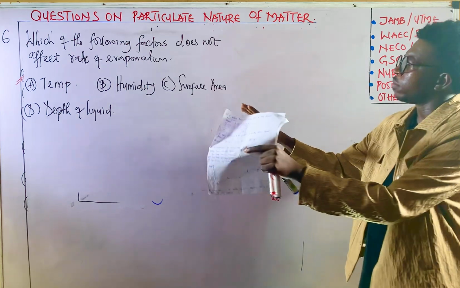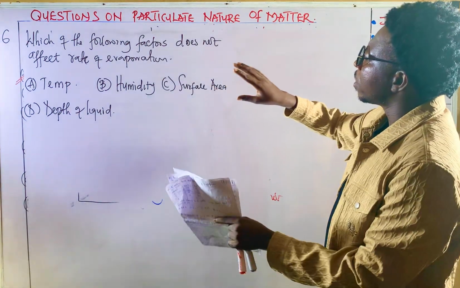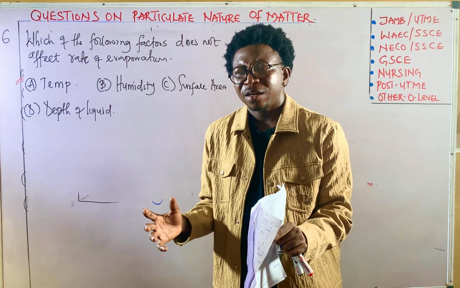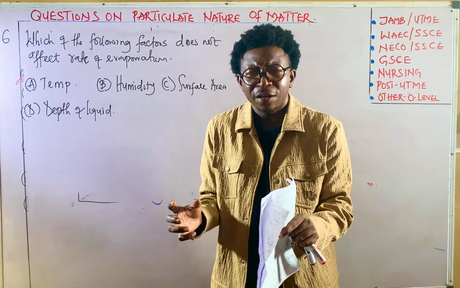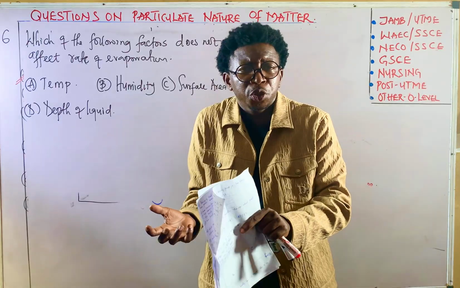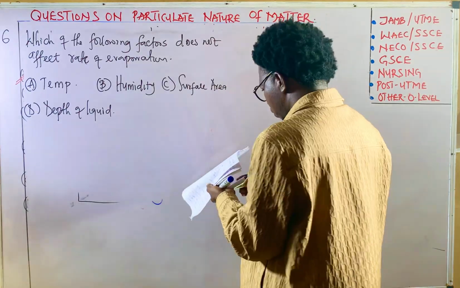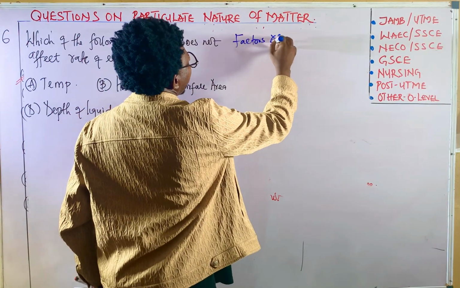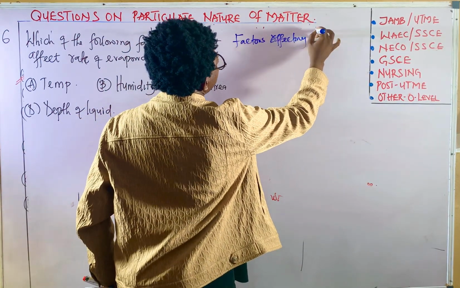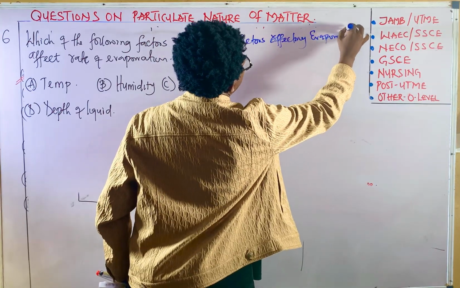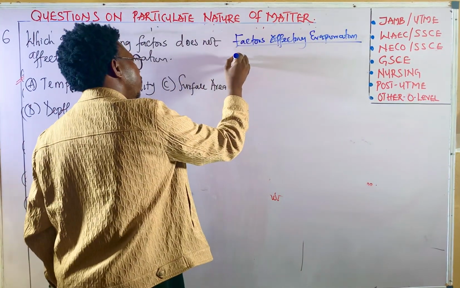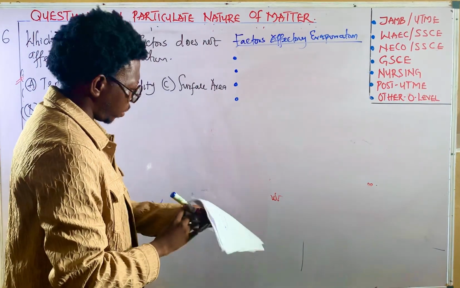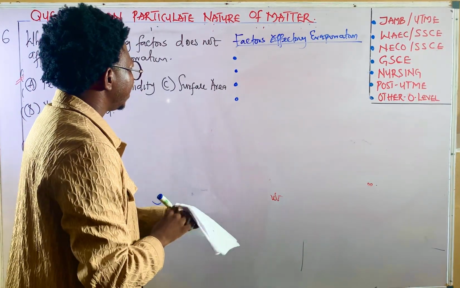We are still on the rate of evaporation. There are several factors that affect evaporation. There are other factors that affect how fast or how slow evaporation can be. We are going to look at the factors affecting evaporation, a bit of them. One factor that affects evaporation is temperature.